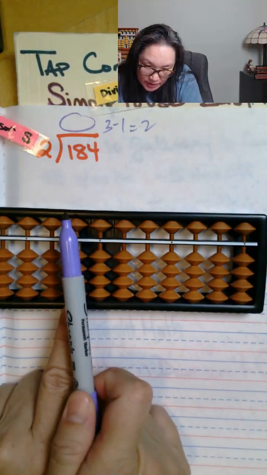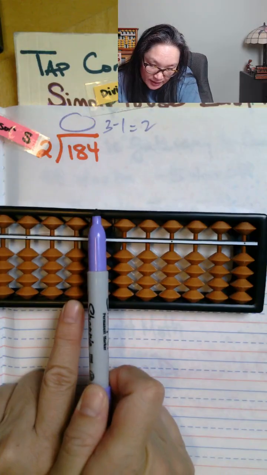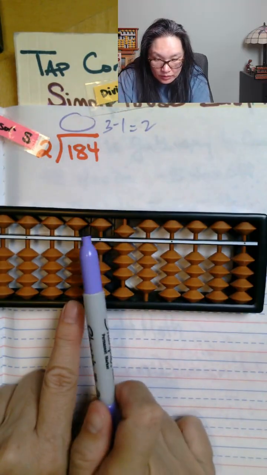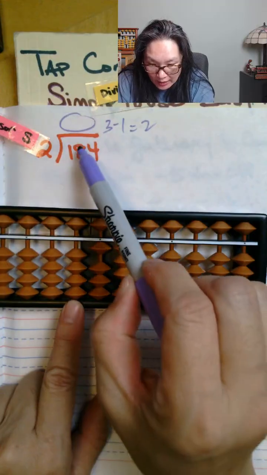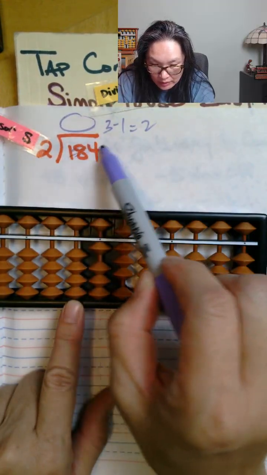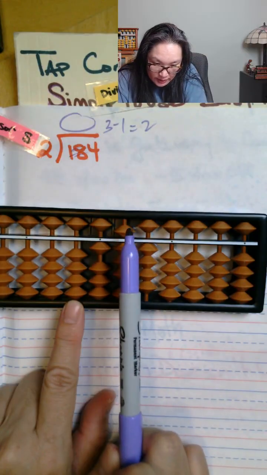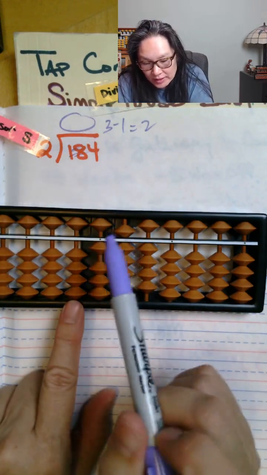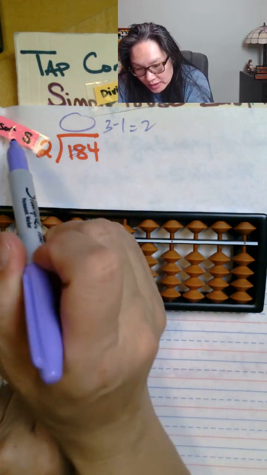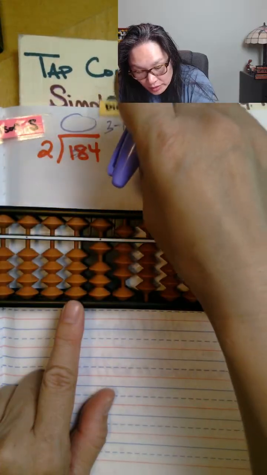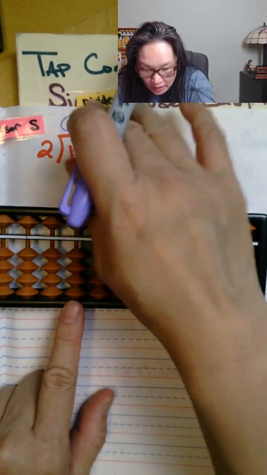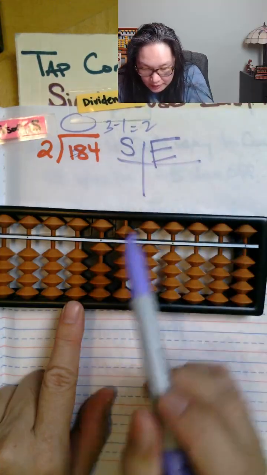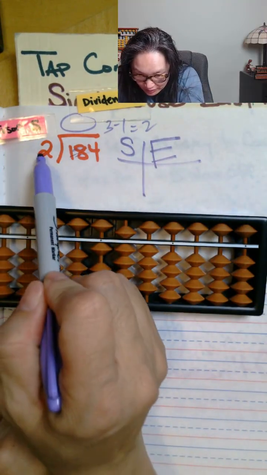So because my answer is here, I have to put my dividends here. I put 1, 8, and then 4. Does that make sense? So now I don't have to look at this anymore because it's all here. 1, 8, 4. So then what I'm going to do is I'm going to compare. 2 is my divisor. So I have my S and my E. My divisor is 2.